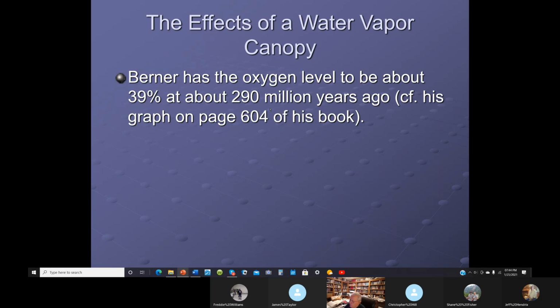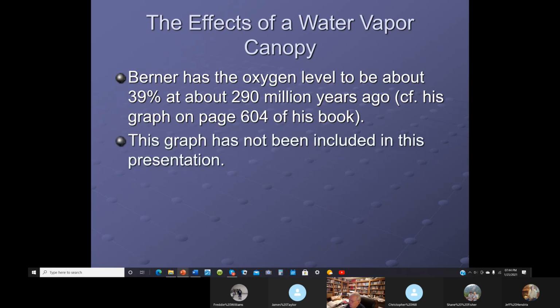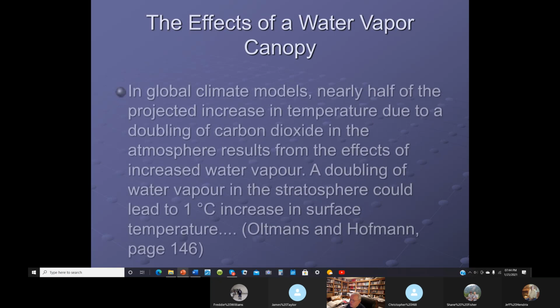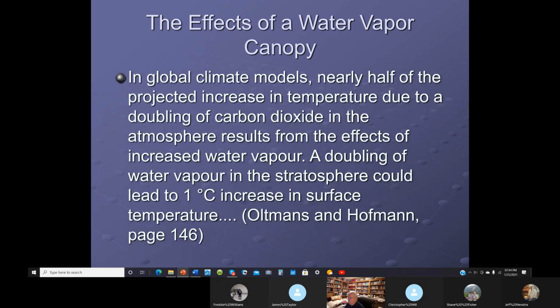Now, I don't have the graph from his book in the slides here, but that's the book side here. I haven't included it in this presentation. So we have three different sources that are all pretty much the same. Two of them are 35%, one is 39% oxygen, which would change how we breathe.